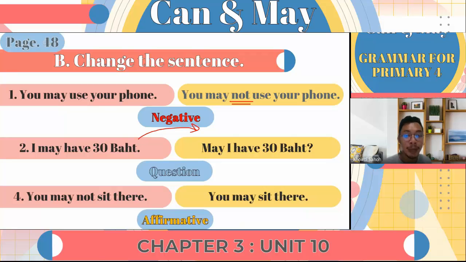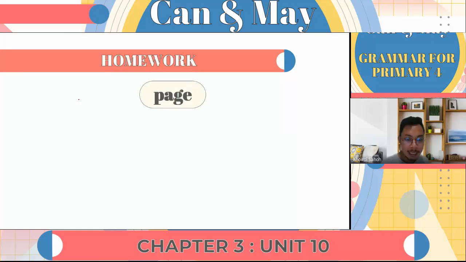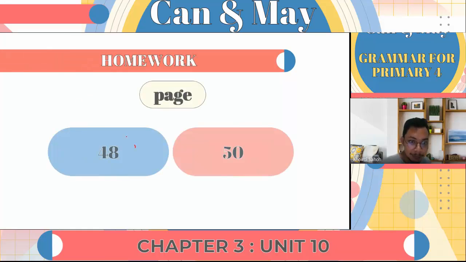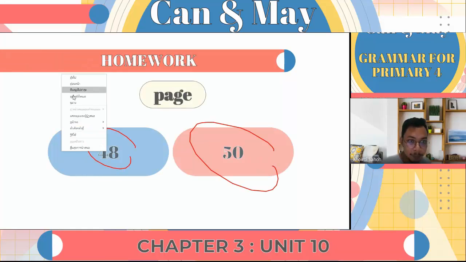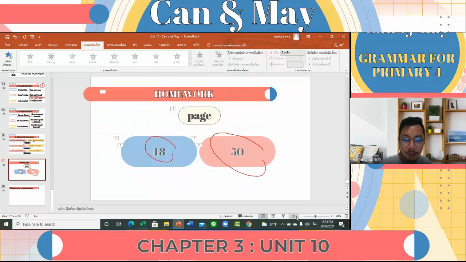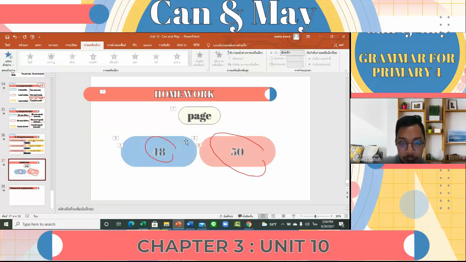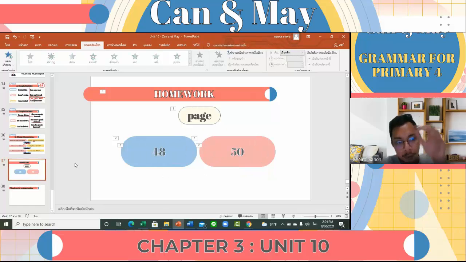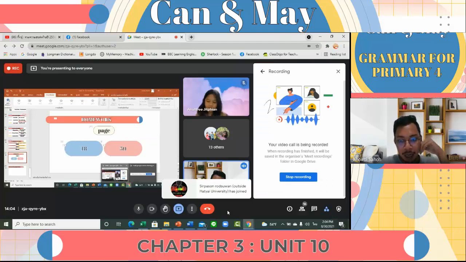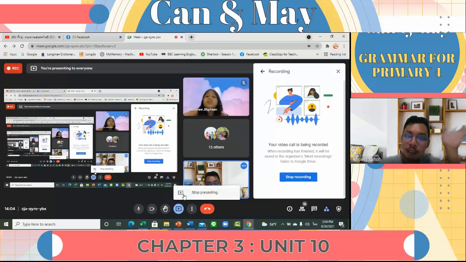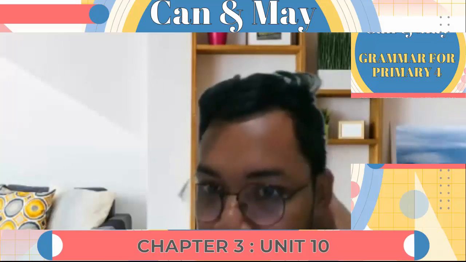You may sit there. นักเรียนจะต้องเปลี่ยนประโยคตามที่เขากำหนดมาด้วยนะ ดูดีๆ ว่าเป็น affirmative, negative or questions. All right, การบ้านของเราก็ตั้งแต่หน้า 48 เลยนะ จนถึงหน้า 50 นะครับ Your homework is from page 48 to page 50. เข้าใจไหม Do you have any questions? If you don't have any questions, class, no. All right, thank you.